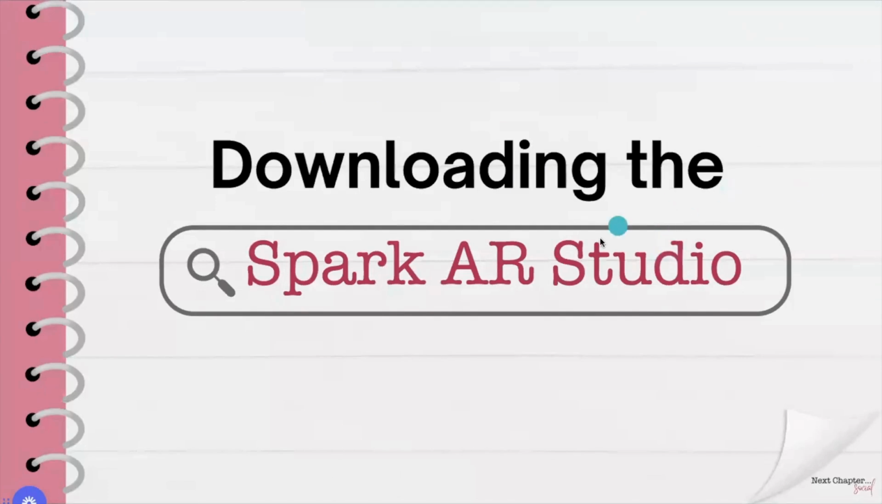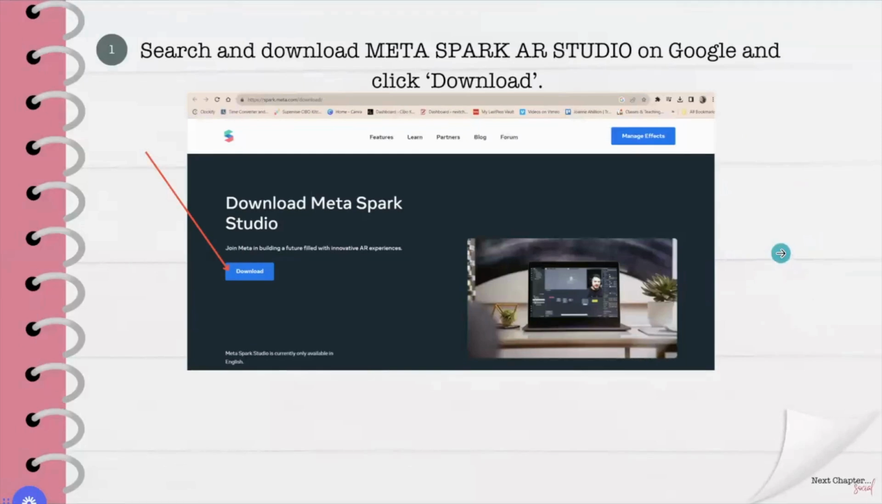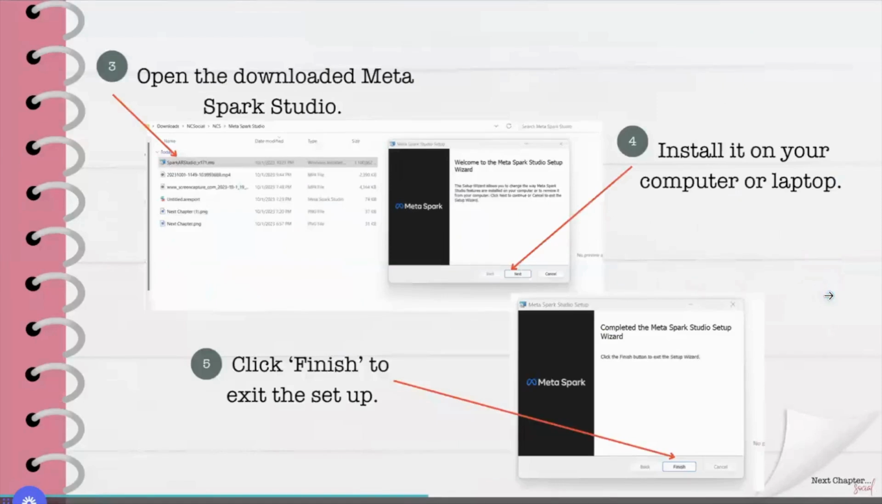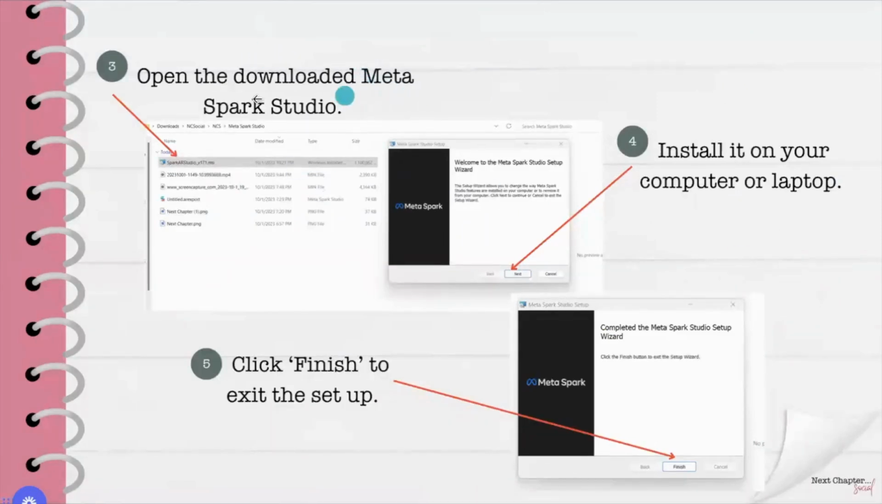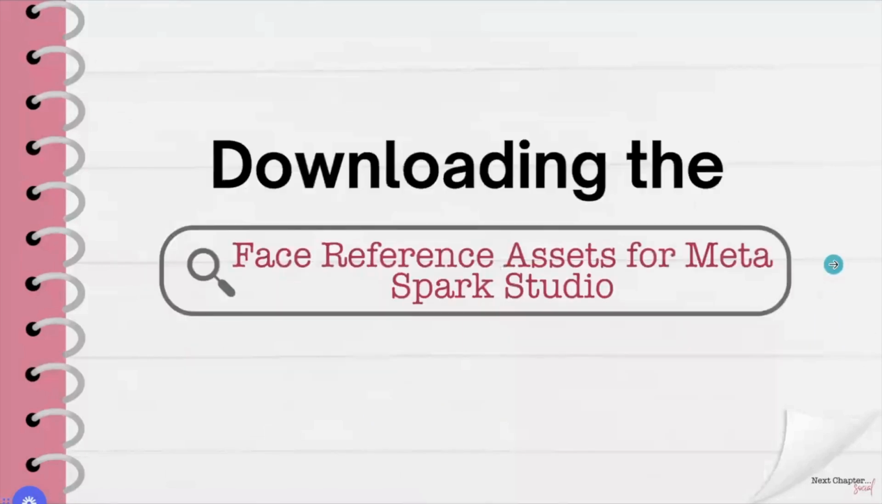So you have to download Spark AR Studio. So you just search it up and download. It's right here. And it's called Meta Spark AR Studio. It's on Google, and you just click download. It will then lead you to Meta Spark Hub, which is connected to your Facebook account. You'll click on the Meta Spark Studio and hit continue. Once you do that, it's going to take you to a place where you can open and download Meta Spark Studio. It'll install on your computer. You click finish. This whole part from downloading Meta to now takes about 10 seconds.